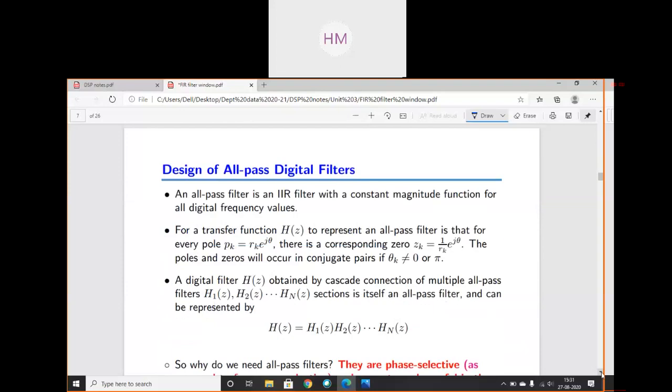What is an all pass filter? An all pass filter is an IIR filter with a constant magnitude function for all digital frequency values. Okay, and a digital filter obtained by cascade connection of multiple all pass filters. See, we can cascade various filters. So the output of the first filter will act as input to the other filter. So you can design an all pass filter by cascading also.